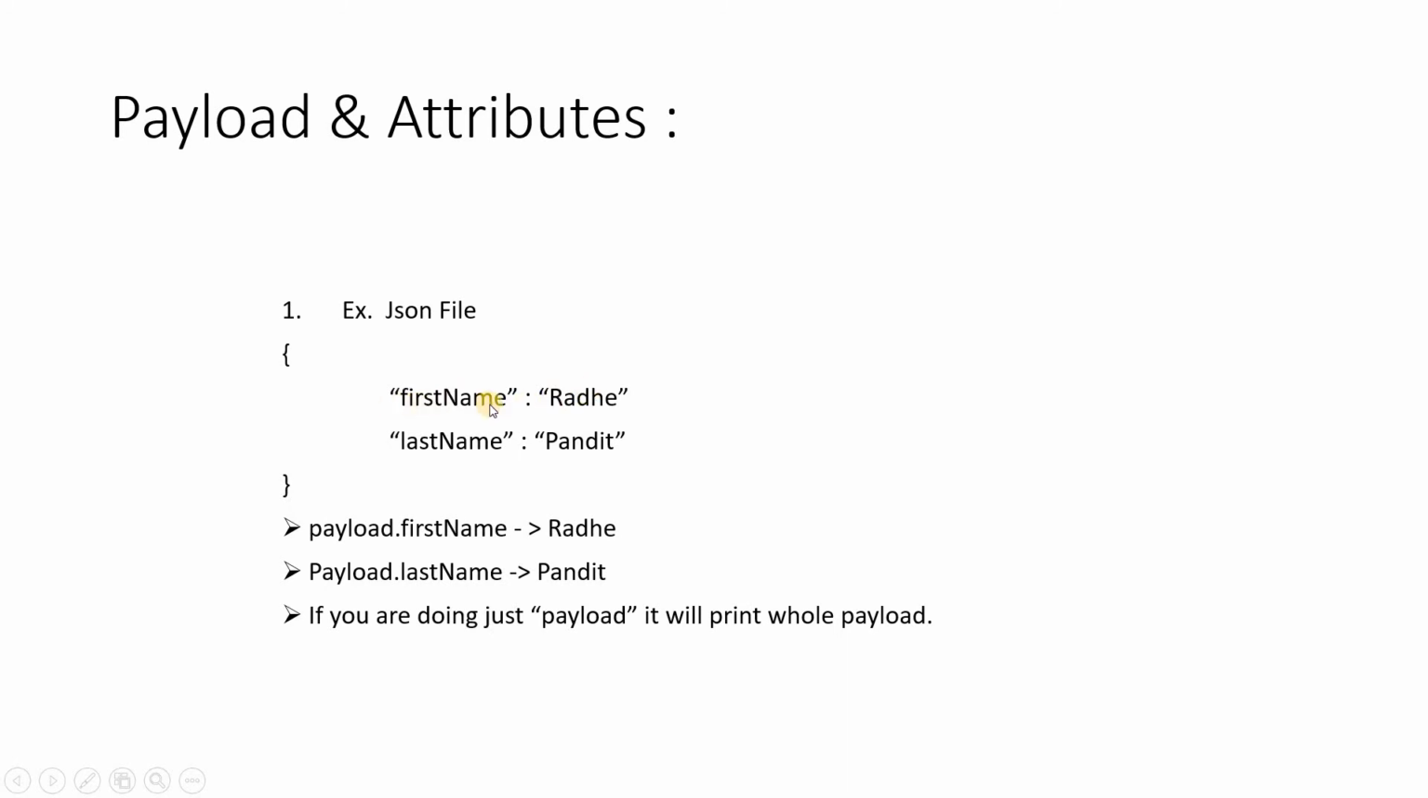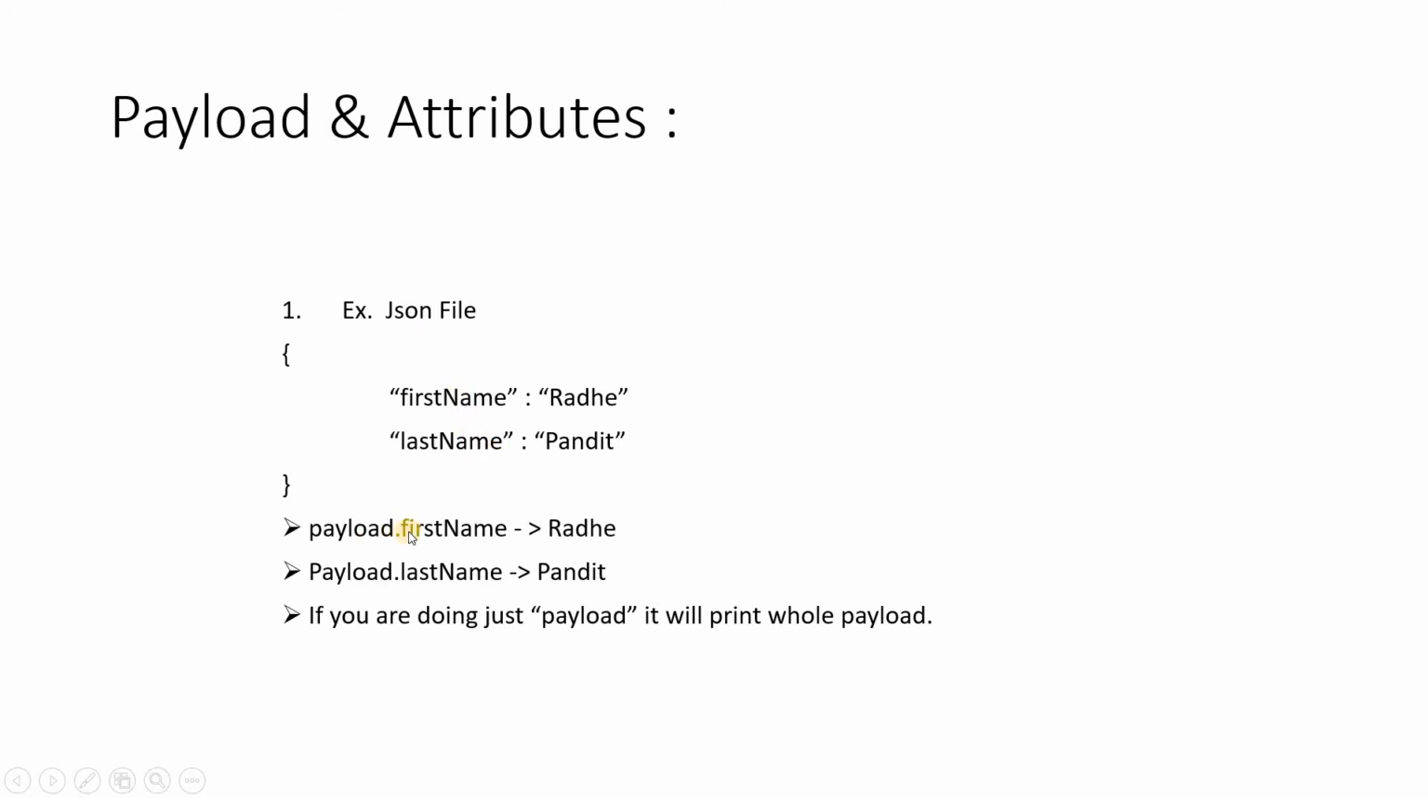My first key is first name and the value is Radhe, and the second attribute is the last name key, and the value is Pandit. This is the JSON file which I have as input. How can we access these values in the data view? You can just write payload.firstName, and you will get whatever you have in that JSON file as output. And payload.lastName, we access it the same way. If you just write payload, it will print the whole payload as output.